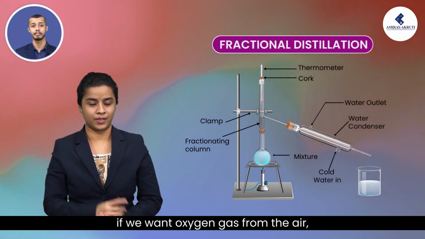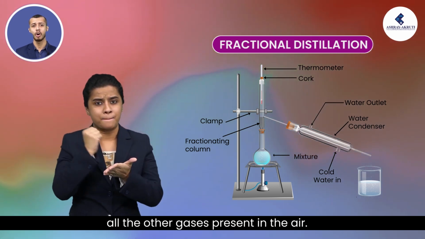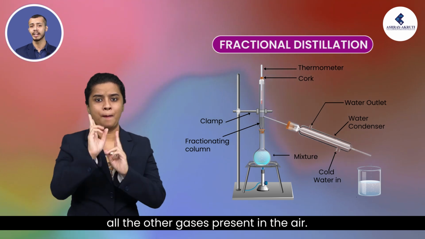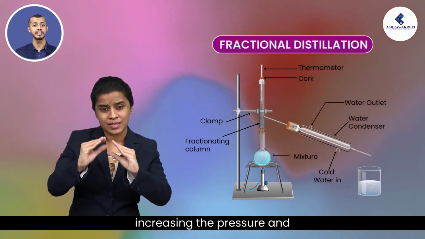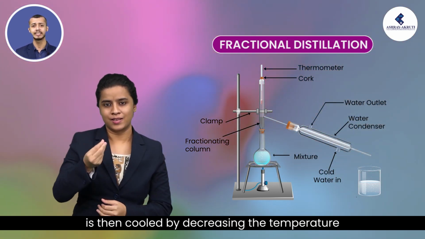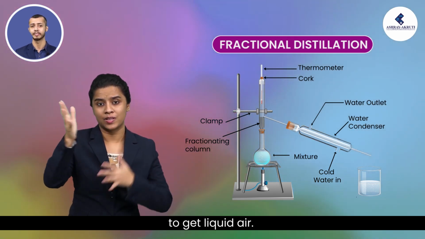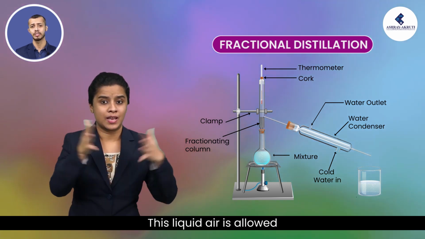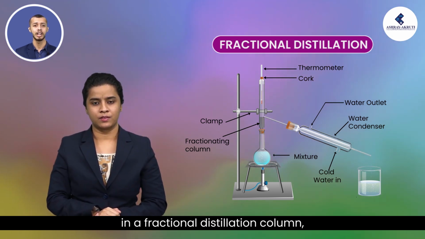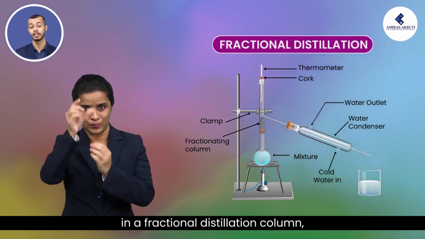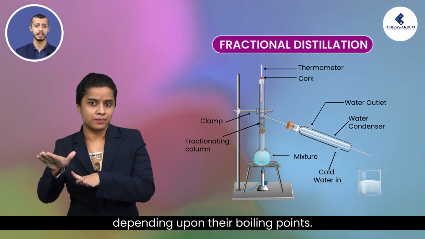Example, if we want oxygen gas from air, we have to separate out all the other gases present in the air. The air is compressed by increasing the pressure and is then cooled by decreasing the temperature to get liquid air. This liquid air is allowed to warm up slowly in a fractional distillation column, where gases get separated at different heights depending upon their boiling points.